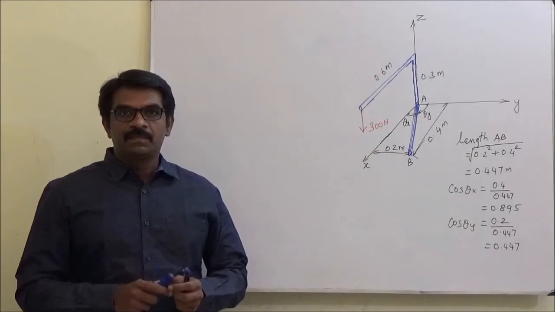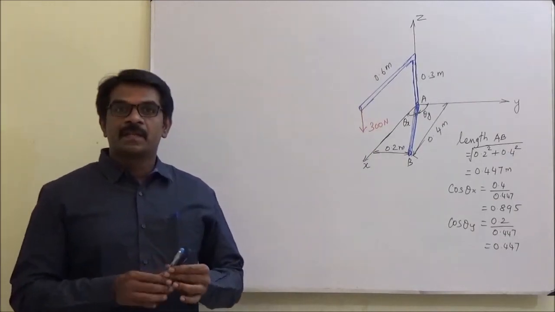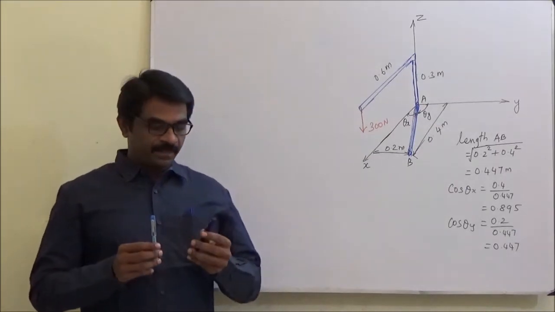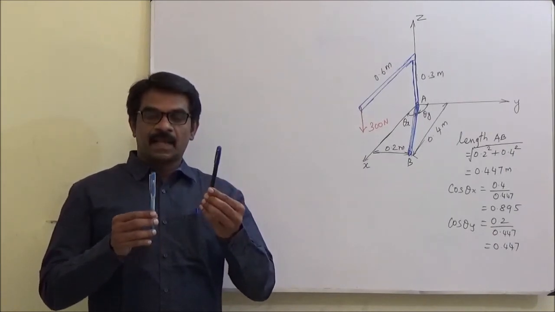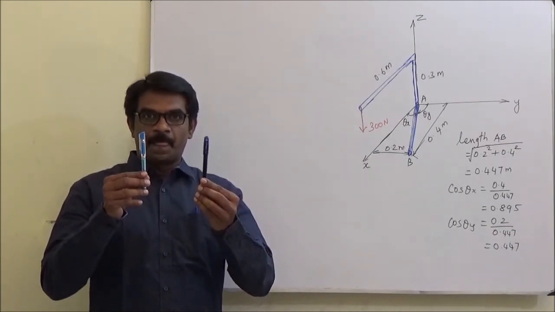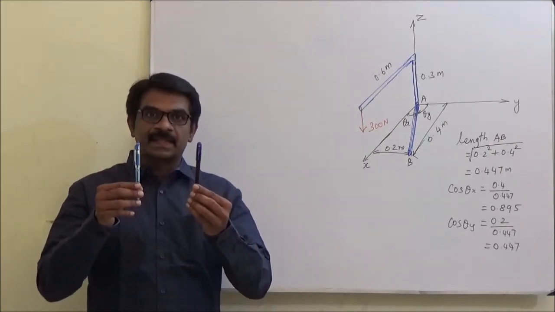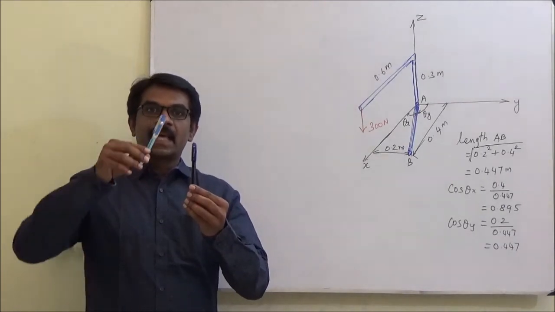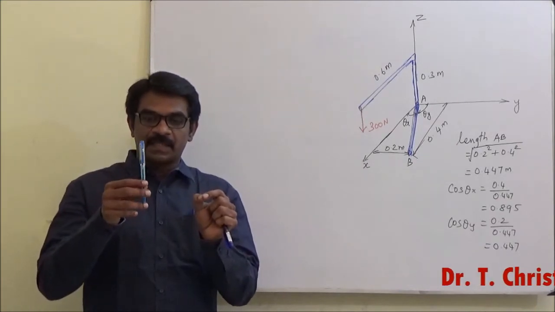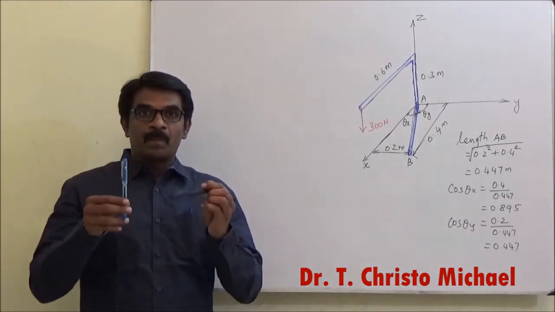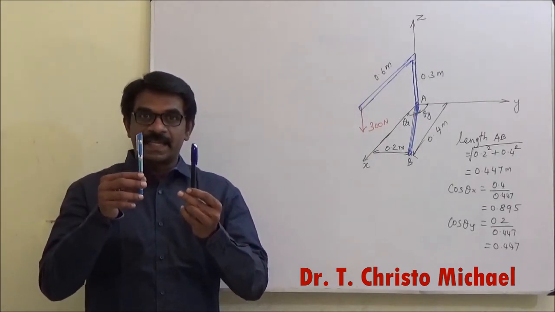Before solving the problem, first let us understand the moment about an axis. If this is the axis and this is the force, and the direction of the force is parallel to the axis, in this case there will not be any moment. About a point, if this is the point, there will be a moment. But about an axis, there will not be a moment. You need to understand that.